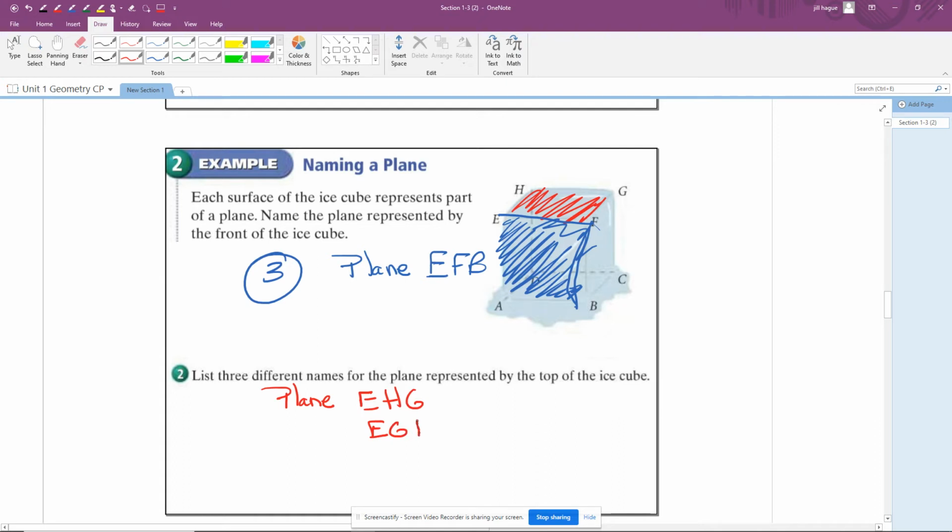G, F. Now, you could not say E, G, H and say that this is 2 different ways of doing it, all right? Because you're using the same letters. So you got to use different letters. So we have EHG, all right? We have EGF. We have FEH. Okay? So those are 3 different ways of naming the top of the cube, okay?